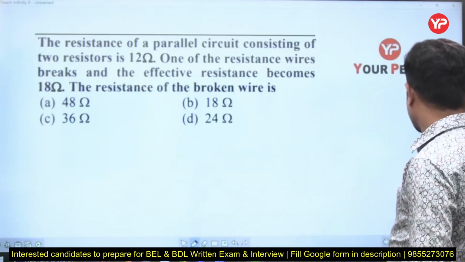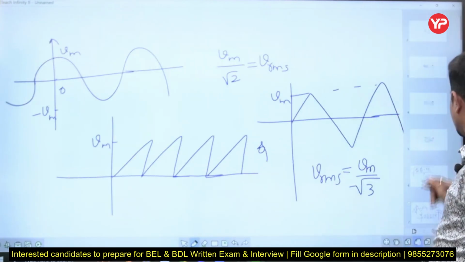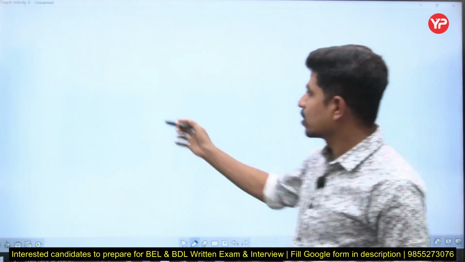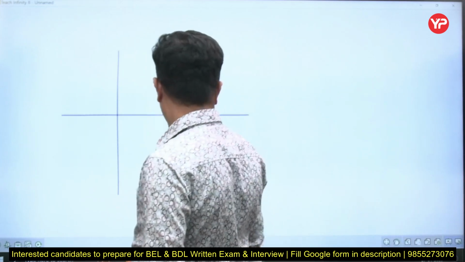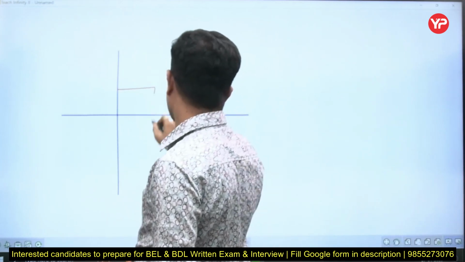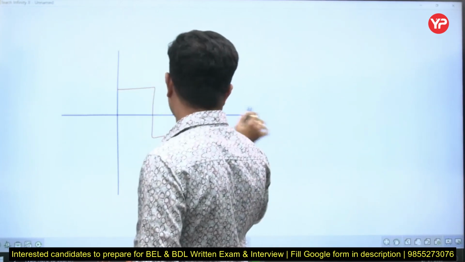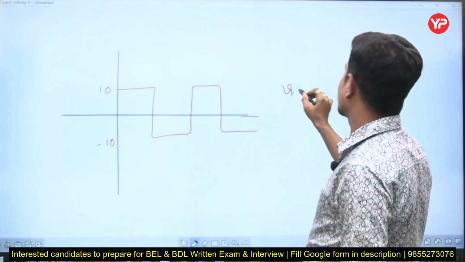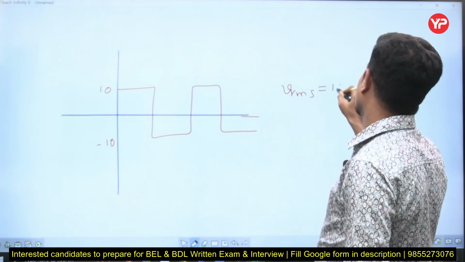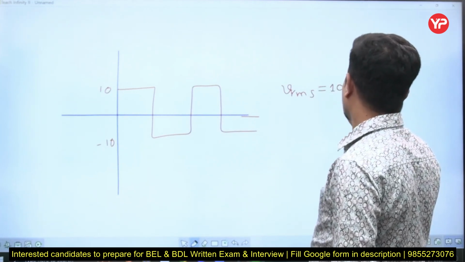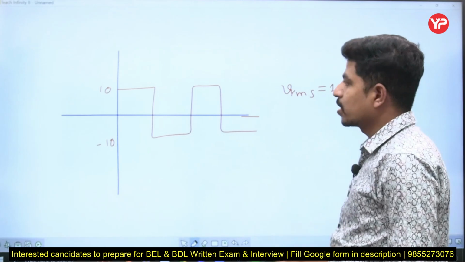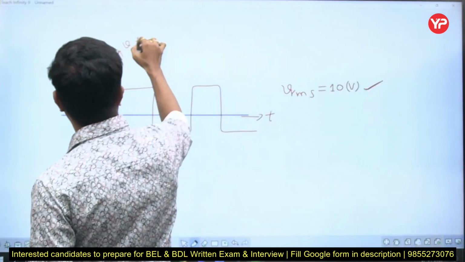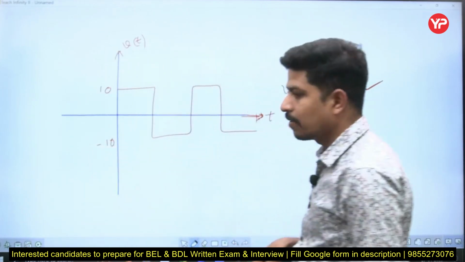Then a square waveform is there. Let me take one more page and tell you about the square waveform also. We have a square waveform like this, plus 10 and minus 10. Then its Vrms is equal to 10 volts, very simply. This is T, this is V of T.